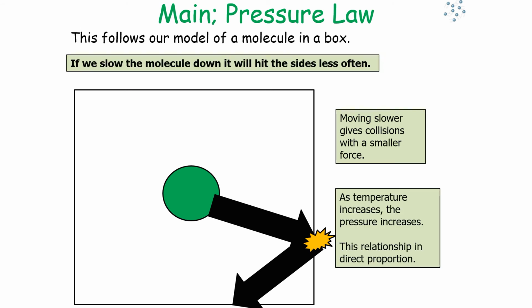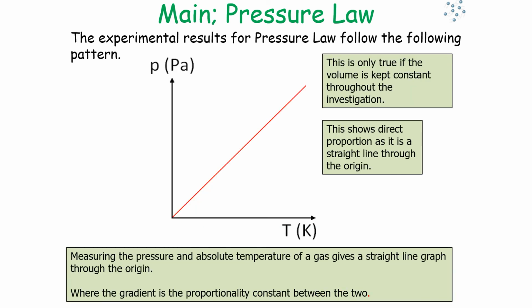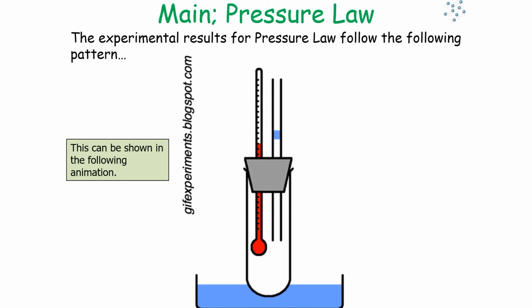So like we said before, as temperature increases, pressure increases. As pressure increases, temperature increases. So this relationship is in direct proportion. So there are two reasons to why this relationship is observed. So because these two values are in direct proportion, what this means is if we plot pressure against temperature, we get a straight line through the origin for our graph, because that is how direct proportionality is shown, which you can look at with the following animation.